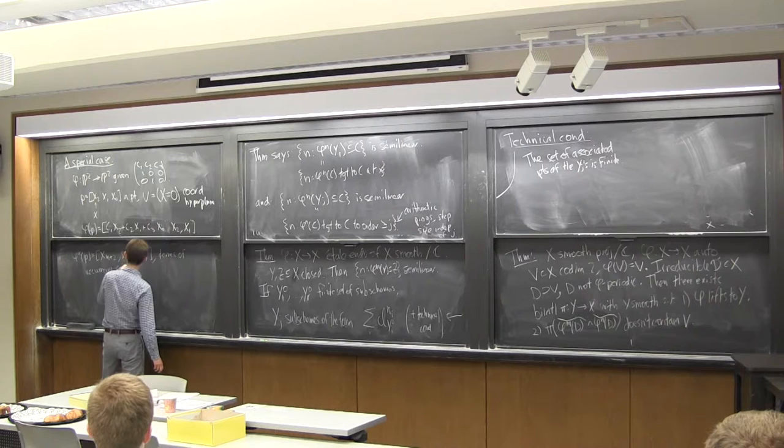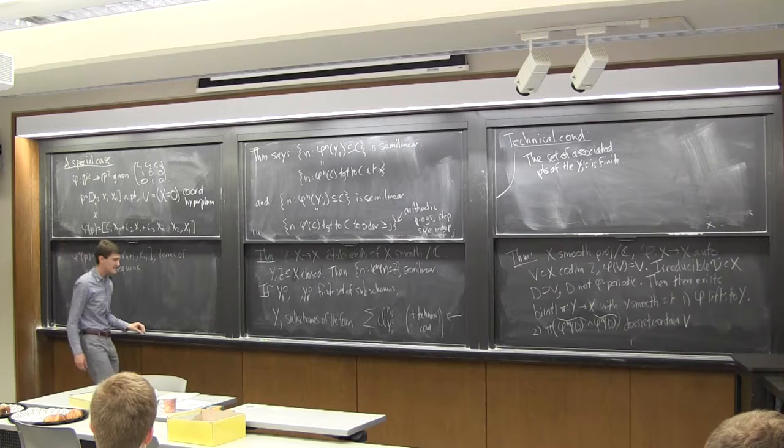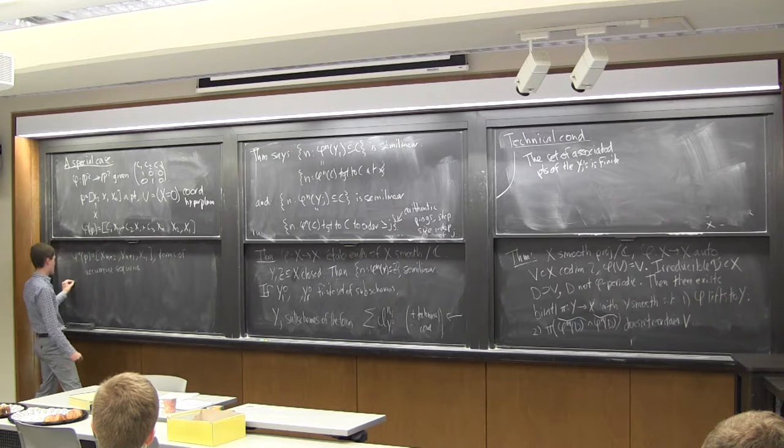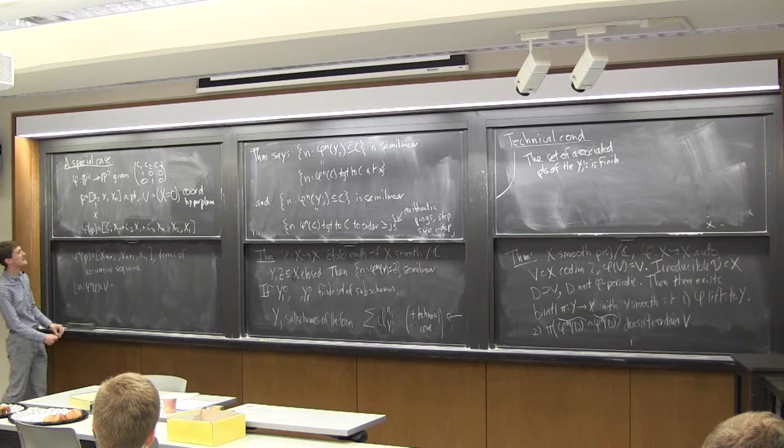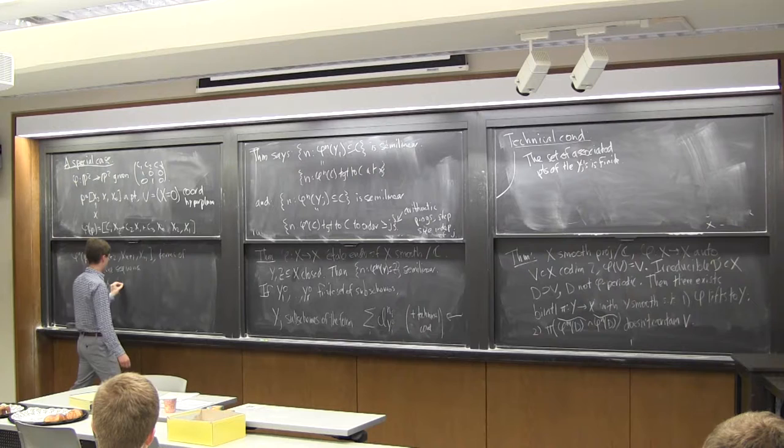So what is the set of n such that phi n of p lands in the coordinate hyperplane? It's the set of n such that the nth term of a linear recurrence sequence is zero. Oh, I picked the wrong hyperplane here. Well, okay, I'm off by two. It's the set of n such that x n plus 2 is zero.